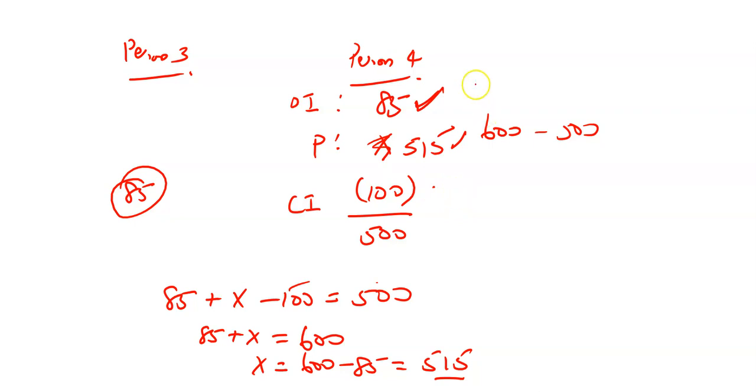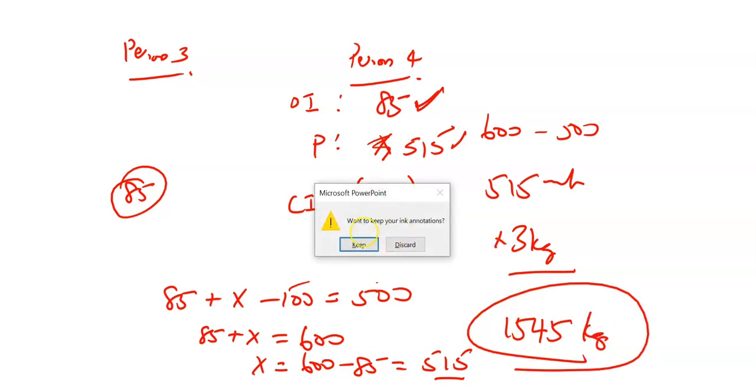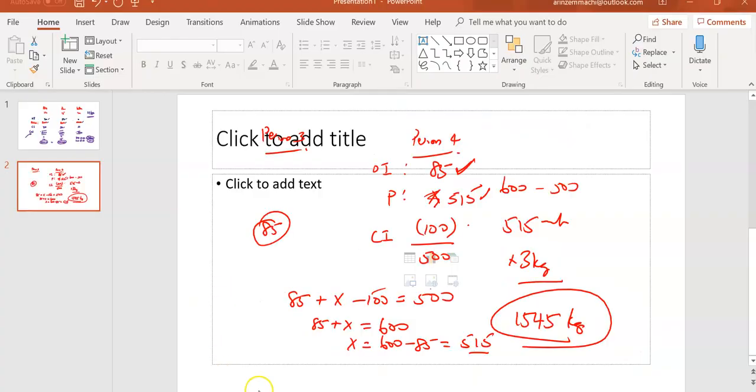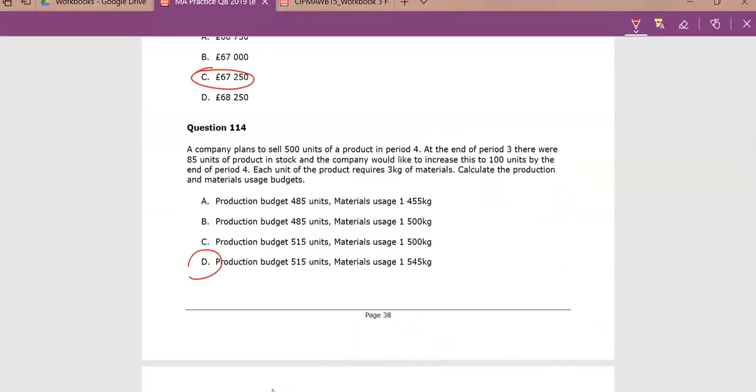So you have a production budget of 515 units to make, and it says that each of these needs 3 kilograms. So you're going to have to buy 515 times 3 kilograms, which takes us to 1545 kilograms. And that takes us nicely to D.